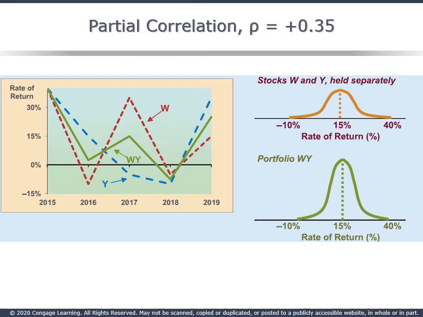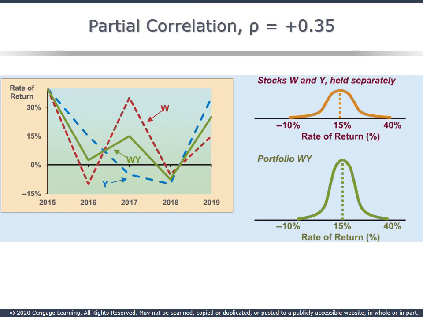Now, what about when we have partial correlation? They're not moving exactly in the same direction, but not in the opposite direction either. So when you put all your money in one or all your money in the other, your expected return is 15%, and we do have quite a variation in returns. But when you put half your money in one and half your money in the other and form a portfolio, the expected return is the same, and some of your risk disappears. Why? Because of that partial correlation.